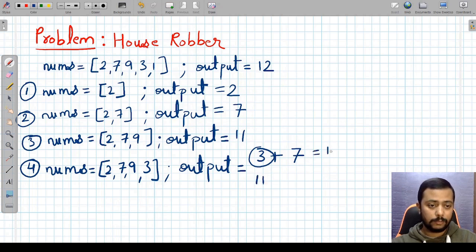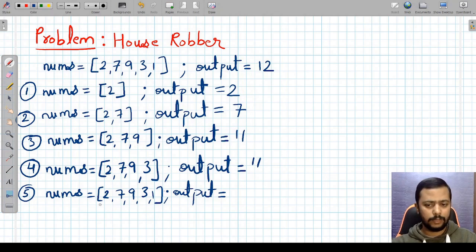So this will be 7 plus 3, 10. This is the case when I considered 3, and this is the case when I did not consider 3. So now what should be the result? If I simply ask you, you will simply say I have two choices, whichever is the maximum, that should be my overall result, which will be 11 in this case. Now let's take the entire array and things will become perfectly clear.